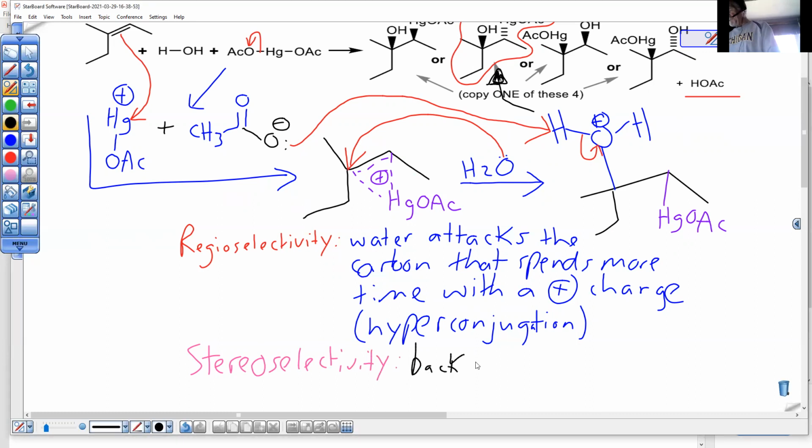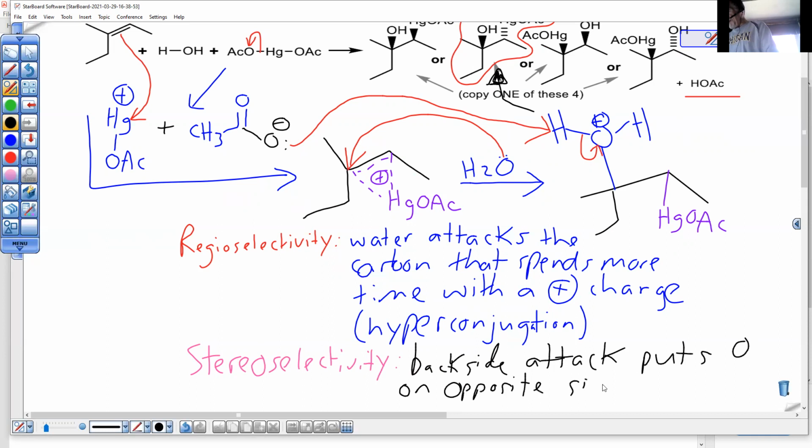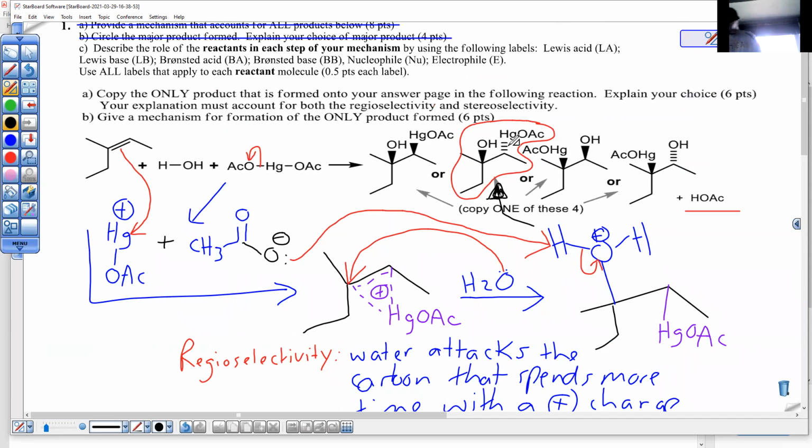Backside attack puts the O on the opposite side as the mercury. That's about as short as I can make that one. And that's why one's a wedge and one's a dash.